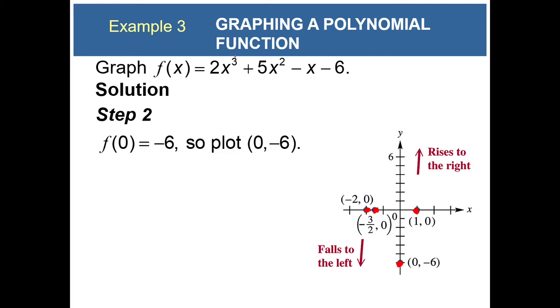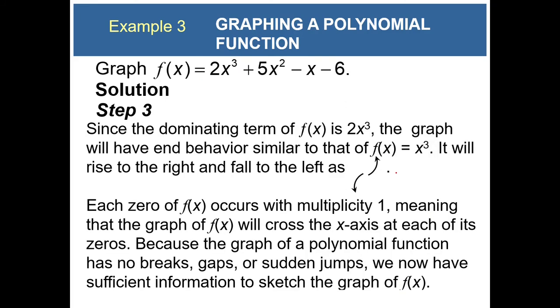And we know since the exponent is odd, the end behavior is going to have a tail on the left and a tail on the right. The tail on the left is going to go down, the tail on the right is going to go up because of this odd power, and the coefficient is positive. Since the dominating term of f of x is 2x cubed, the graph will have end behavior similar to that of f of x equals x cubed. It will rise to the right and fall to the left, as this symbol here shows.